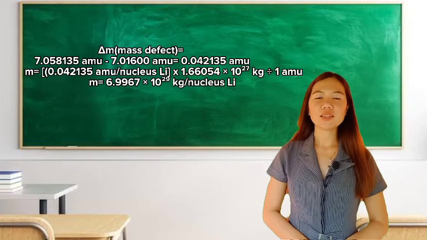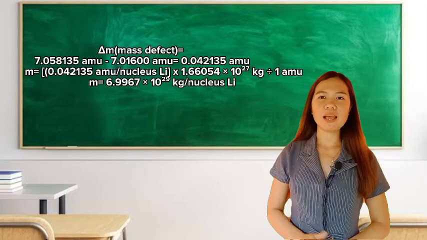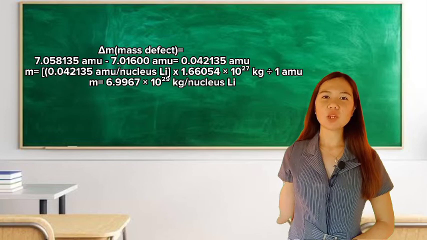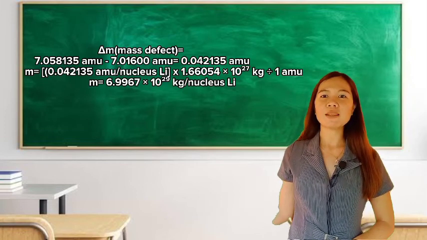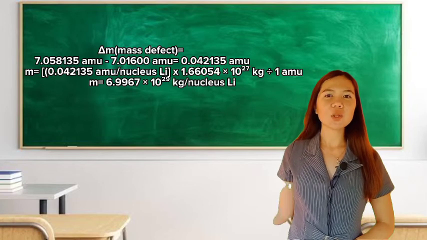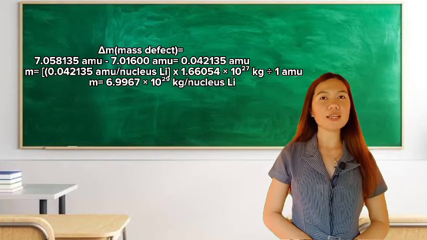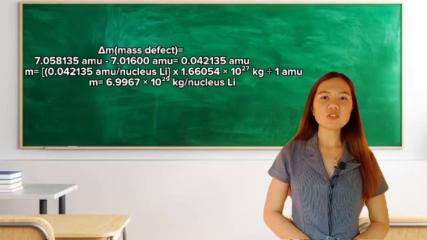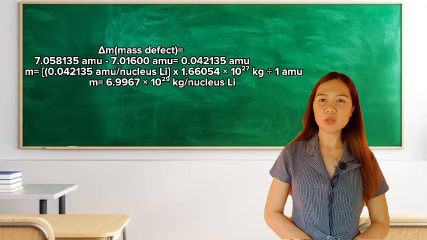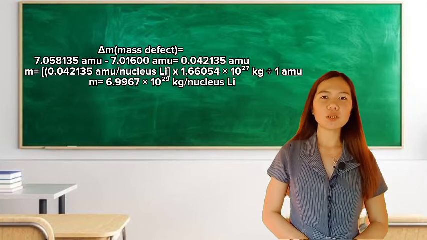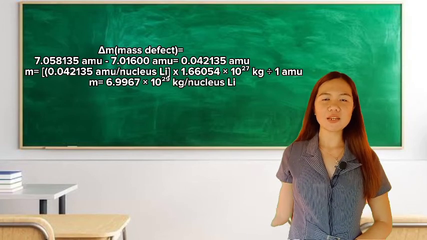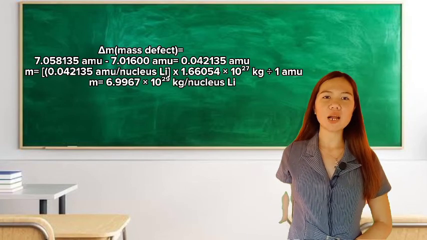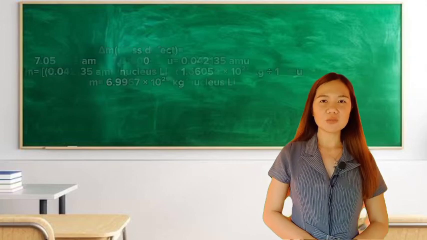Okay, we convert the atomic mass unit to kilogram by this factor, that one atomic mass unit is 1.6604 times 10 raised to negative 27 kilogram. So the atomic mass unit, the amu, will cancel out. That will give you the mass defect of 6.9967 times 10 raised to negative 29 kilogram per nucleus of lithium-7.